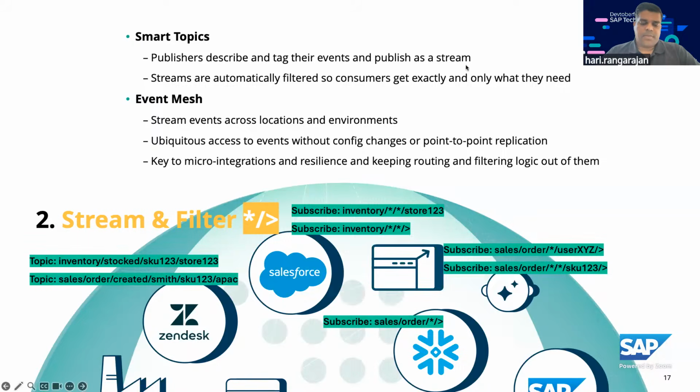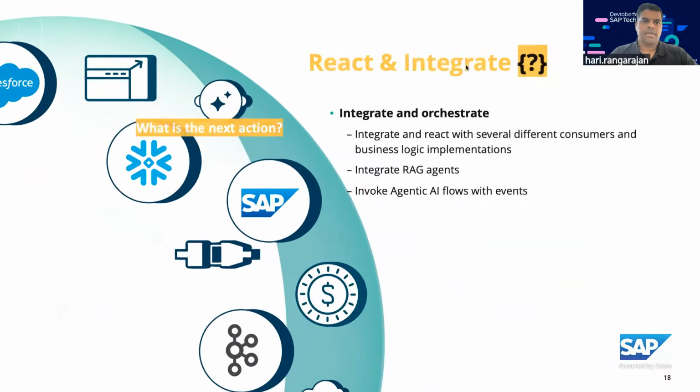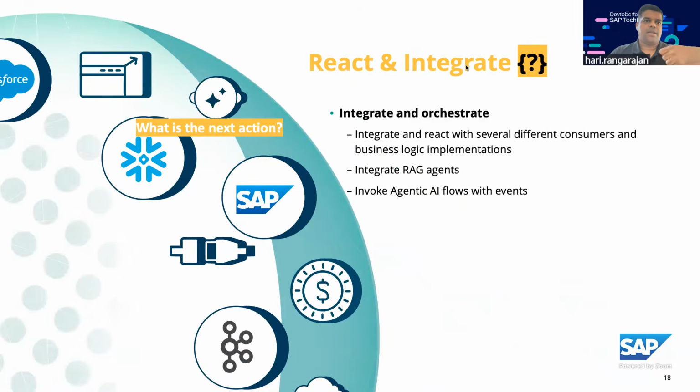So we liberated our data, we got the data, we filtered it and made it available to the consumer. What do you do next? You implement your business logic, you react and integrate, right? So you integrate and orchestrate, you react and integrate with several different consumers and business logic implementations. You can integrate it with RAG agents if you want. You can invoke agentic AI flows with these events as required. Yeah, so the sky is the limit.